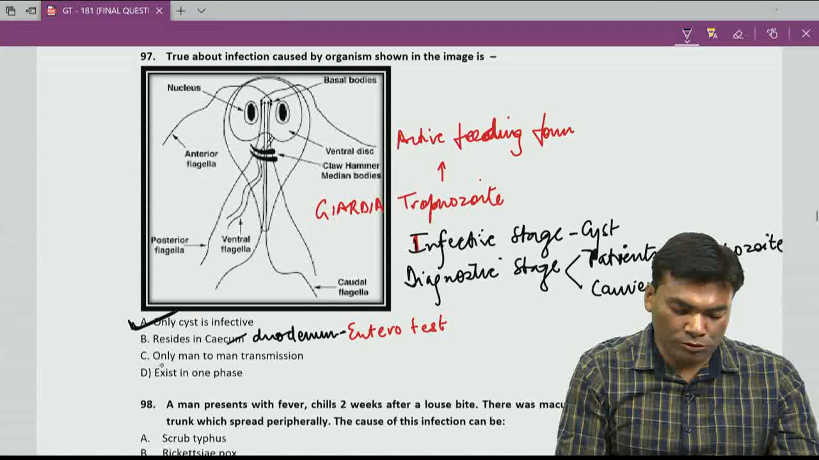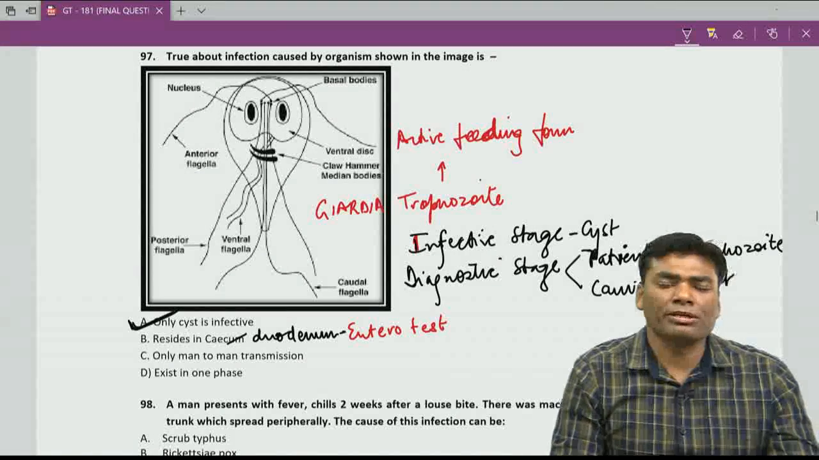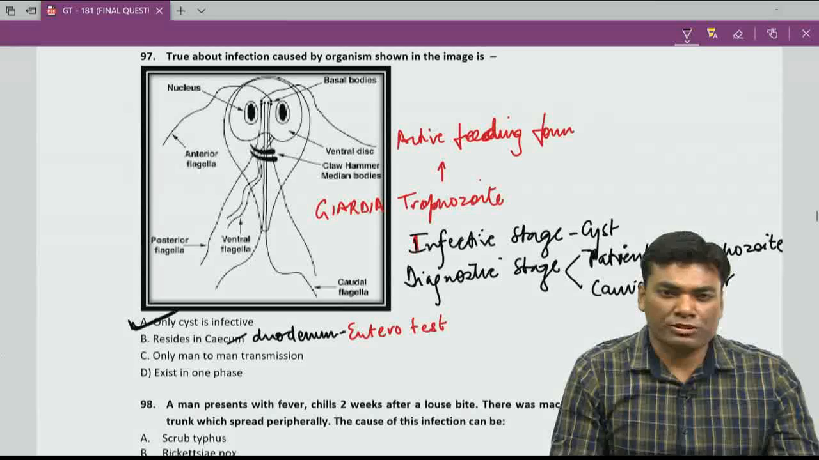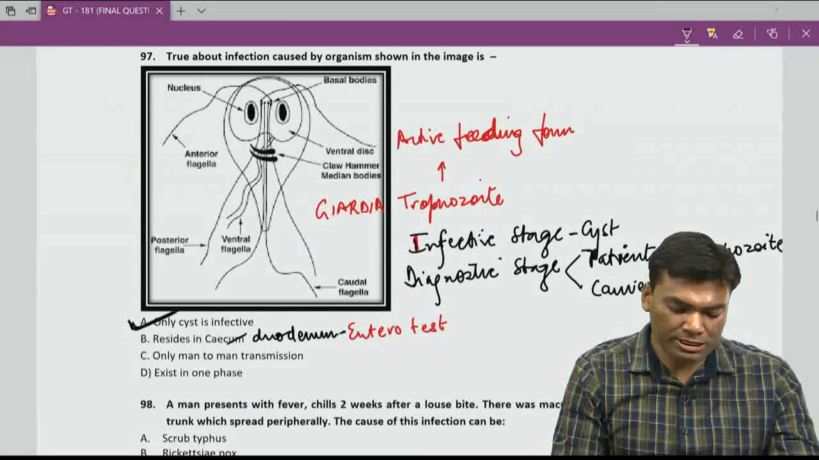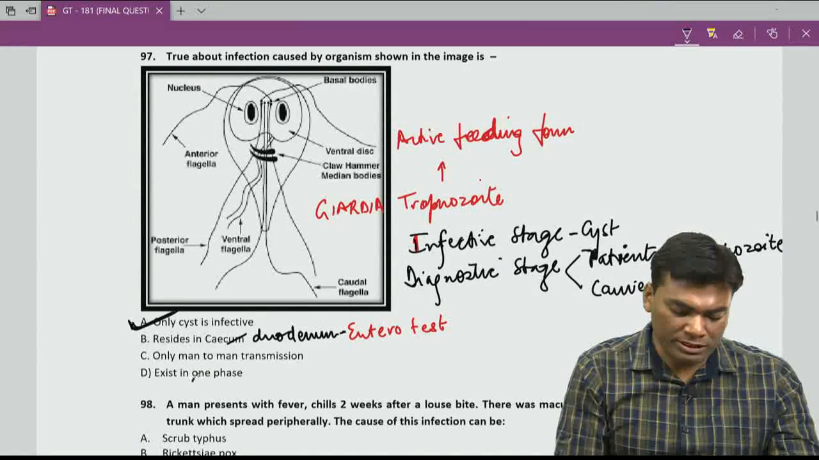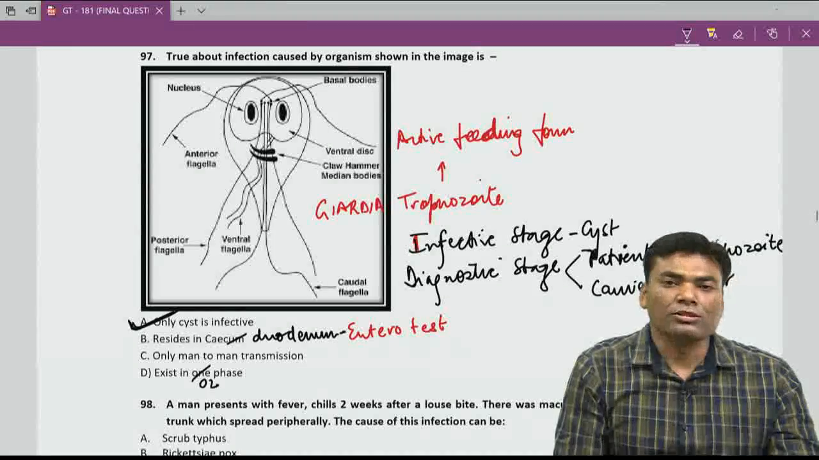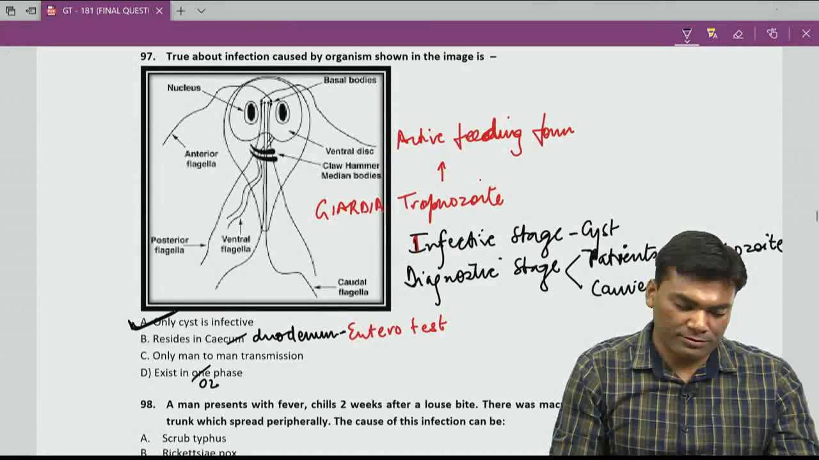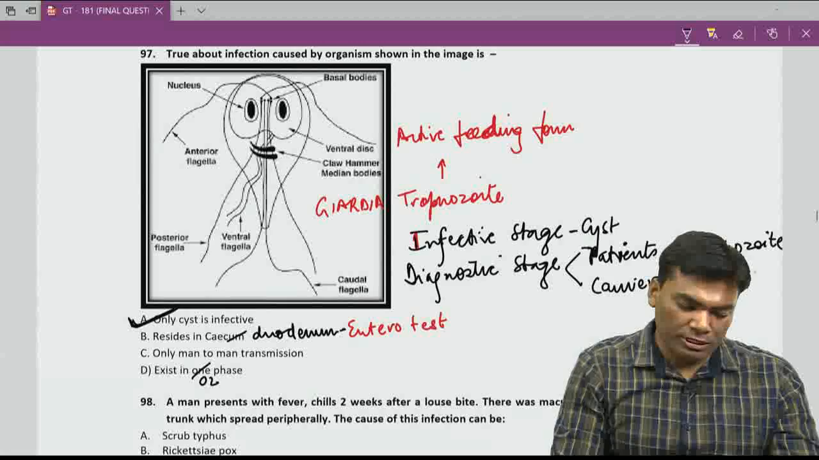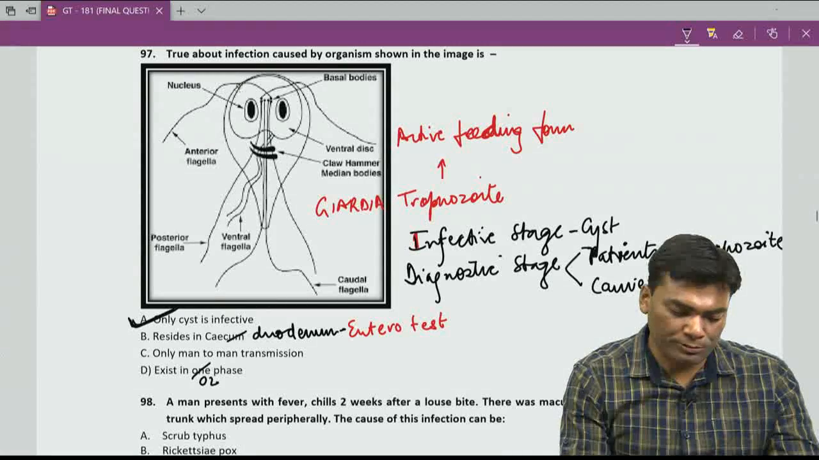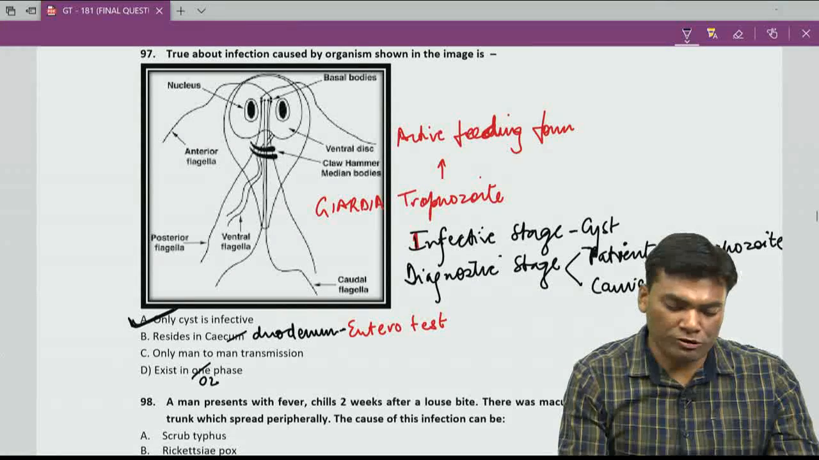And this is also wrong, only man-to-man transmission, because this is an orofecal transmission, so it can come from multiple water sources, and it does not exist in one phase, it exists in two phases, the trophozoite and the cyst. What you see here is a leaf-shaped parasite with two nuclei and basal bodies, and there are 4 pairs of flagella.